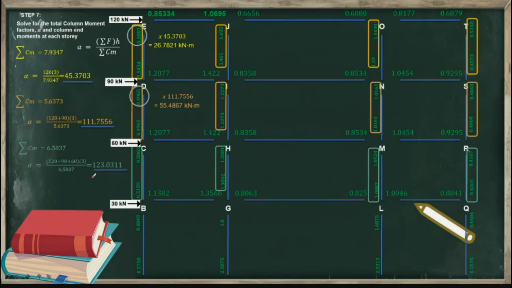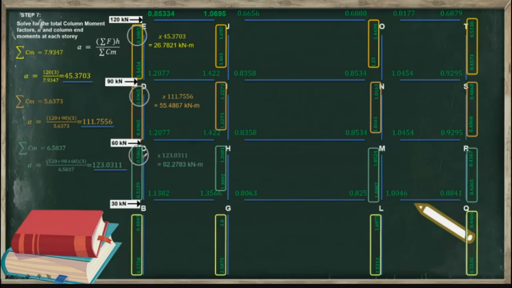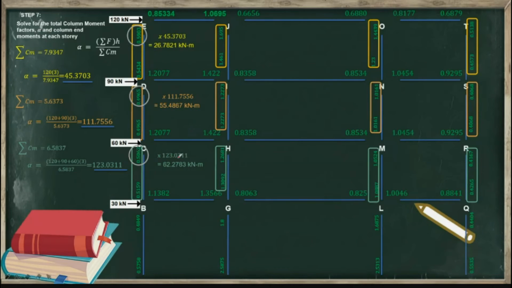So, itong value na to is, ang gagawin din ulit natin, i-multiply natin siya sa column moment factor natin para makuha natin si end moment natin. So, we have here, multiplied natin sa alpha natin dito sa may 2nd floor. We will get 62.2783 kilonewton meter dito sa may joint C natin. So, again, gagawin natin ito sa iba pang mga members ng mga columns natin.